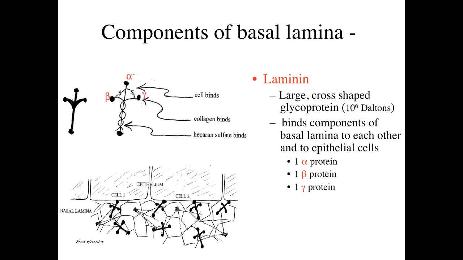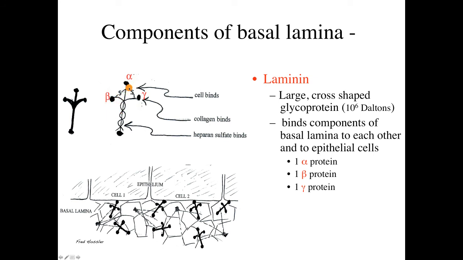Another fairly significant component of the basal lamina is laminin, and laminin is a large cross-shaped protein. It is on the order of 1,000,000 Daltons, and laminins bind various components of the basal lamina to each other and to epithelial cells. Laminin is actually a protein consisting of 3 different protein chains: an alpha chain, a beta chain, and a gamma chain, and that's shown here in this kind of cross configuration.